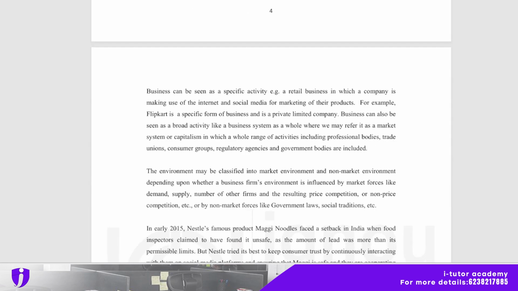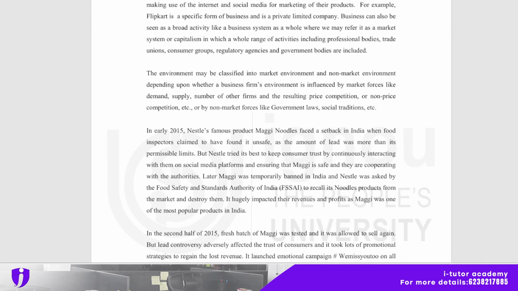Business can be seen as a specific activity, for example a retail business in which a company is making use of the internet and social media for marketing of its product. For example, Flipkart is a specific form of business and is a private limited company. Business can also be seen as a broad activity like a business system as a whole, where we may refer to it as a market system or capitalism, in which a whole range of activities including professional bodies, trade unions, consumer groups, regulatory agencies, and government bodies are included. The environment may be classified into market environment and non-market environment, depending upon whether a business firm's environment is influenced by market forces like demand, supply, number of other firms, and the resulting price competition or non-price competition, etc., or by non-market forces like government laws, social traditions, etc.